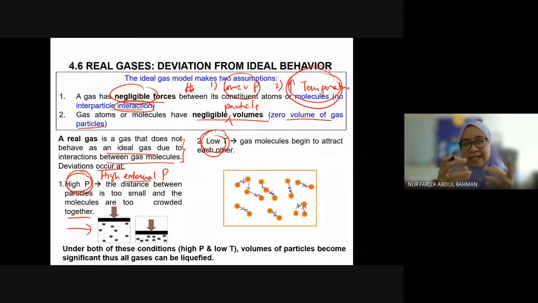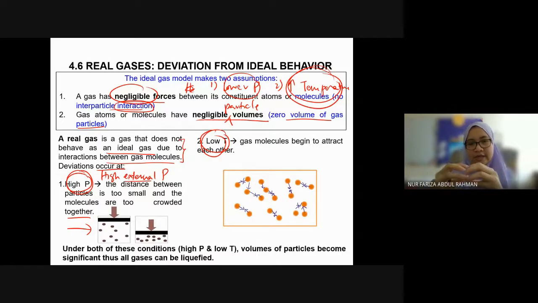That's why for ideal gas, kita expect that bila dia compress, the pressure will still be higher. Sebab apa? Because kita neglect the intermolecular forces between them. Tapi sebenarnya bila kita compress, the pressure is not as high kalau kita imagine dia untuk ideal gas. Sebab ada effect of interparticle interaction.